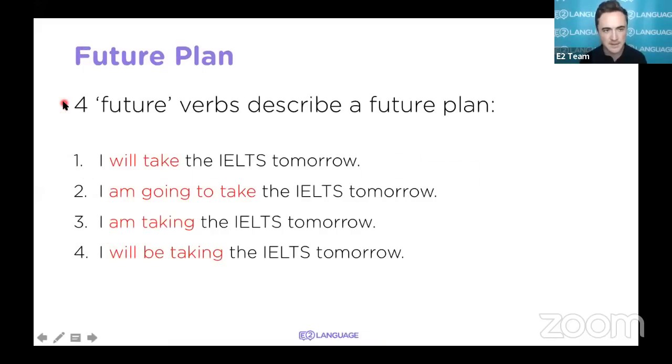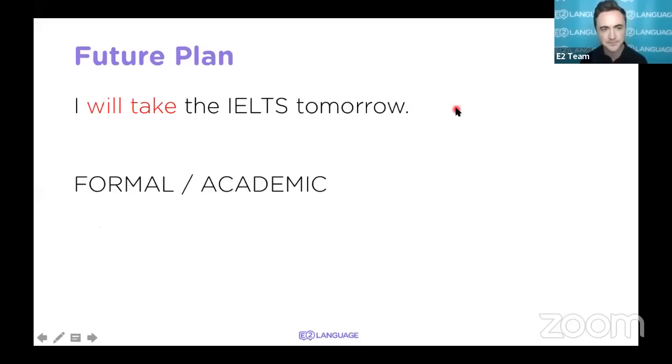So there are 4 verbs to make a future plan. I will take the IELTS tomorrow, plan. I'm going to take the IELTS tomorrow, plan. I am taking the IELTS tomorrow. It's a plan. I'll be taking the IELTS tomorrow. It's a plan. So here's will take, going to take, am taking, will be taking. All of these refer to a future plan. That's it, simple.